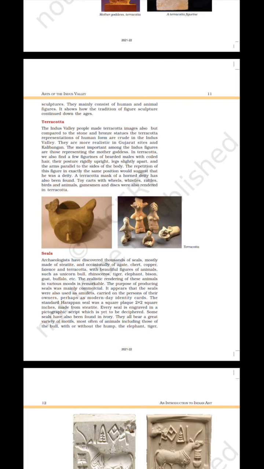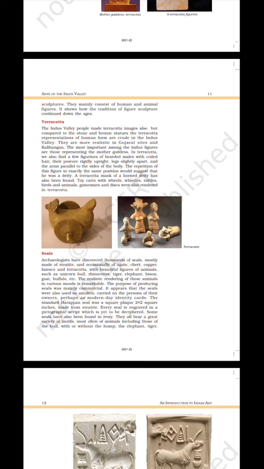The purpose of producing seals was mainly commercial. It appears that the seals were also used as amulets carried on the persons of their owners. Perhaps as modern day identity cards, the standard Harappan seal was a square plaque 2 by 2 square inches made from steatite. Every seal is engraved in a pictographic script which is yet to be deciphered. Some seals have also been found in ivory.